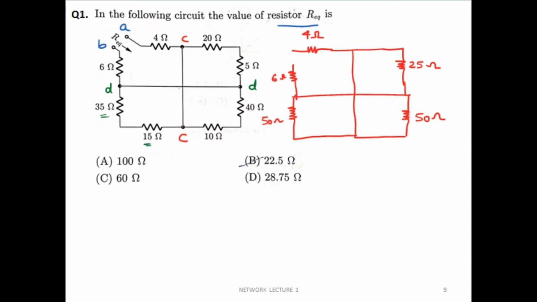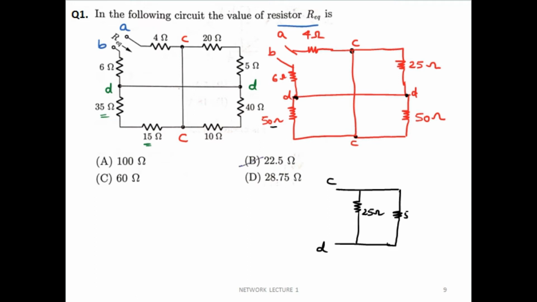Okay, so this is 6 ohm, this is terminal A, this is terminal B, this is C terminal, and this is D terminal. Okay, so now this 25 ohm resistance is connected between C terminal and D terminal. Similarly 50 ohm is also connected between C and D terminal, and this 50 ohm is also connected between terminal C and D. It means in between C and D we are having a 25 ohm resistance, 50 ohm resistance, and another 50 ohm resistance. So now let us simplify this.